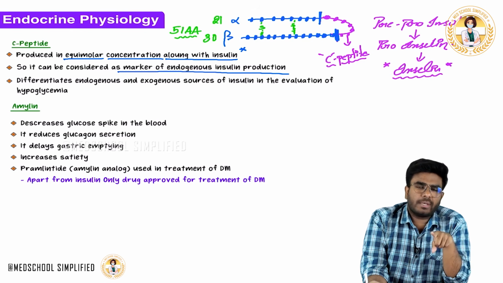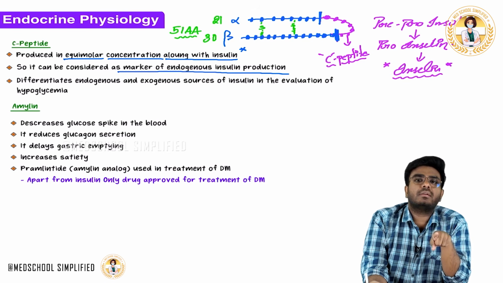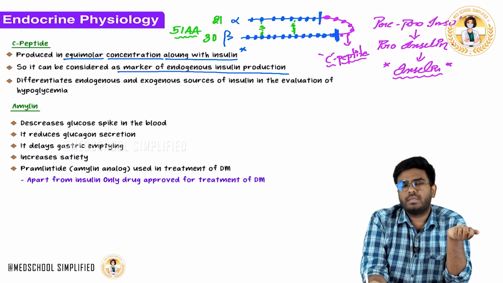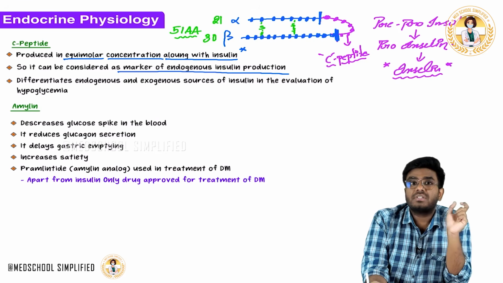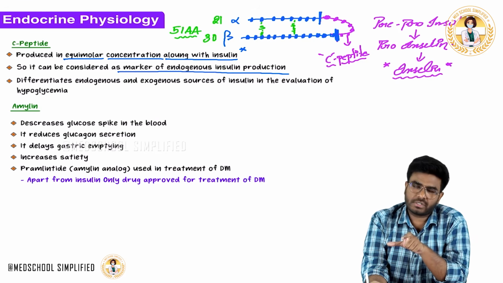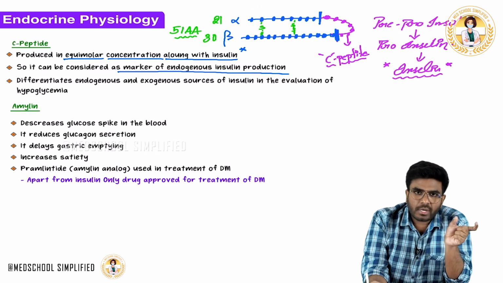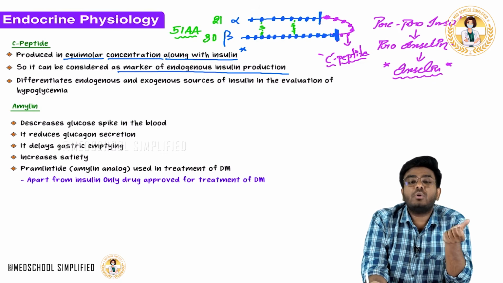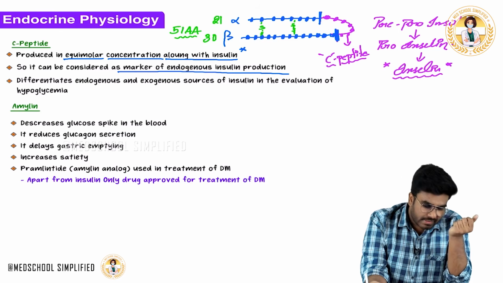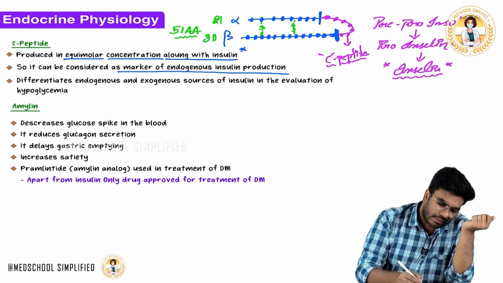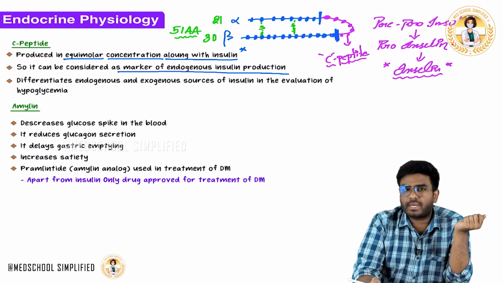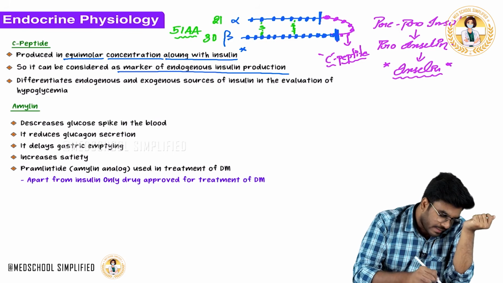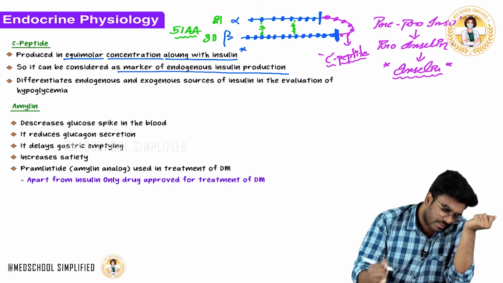Now, if in the urine you see 100 C-peptide molecules, how many insulin molecules are produced in the body? 100 insulin molecules. That's why it is equimolar concentration. If 100 insulin molecules are there, 100 C-peptide molecules will be there. But why is it considered the endogenous marker of insulin? You can actually look at the C-peptide molecules in the urine. Then why is it called the marker of endogenous insulin production?